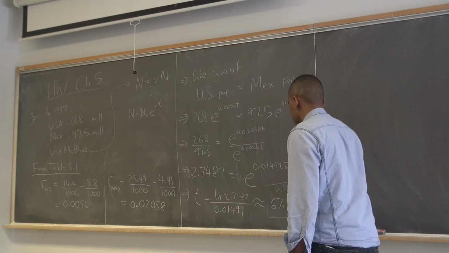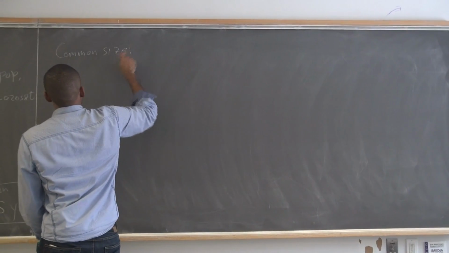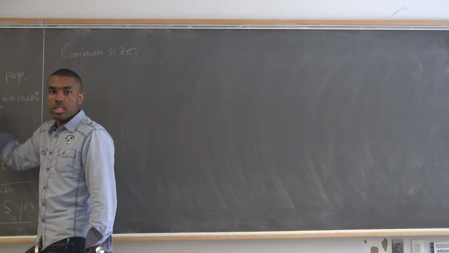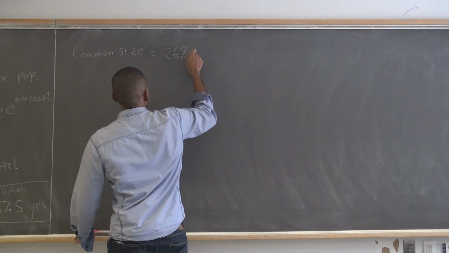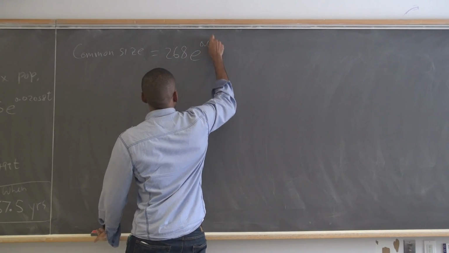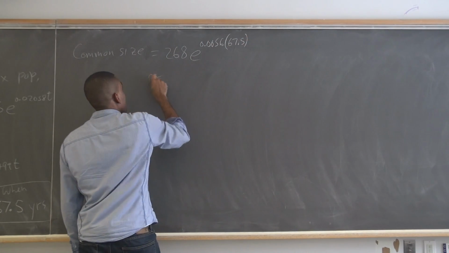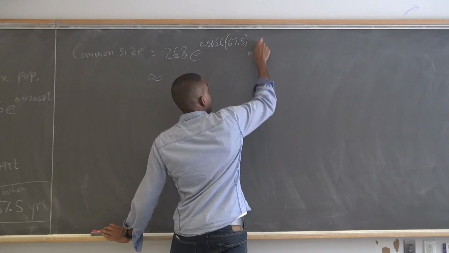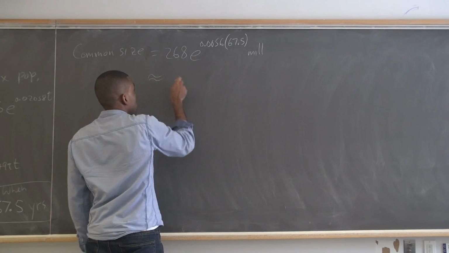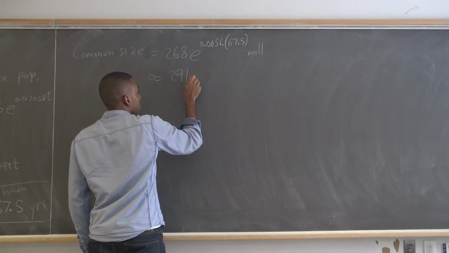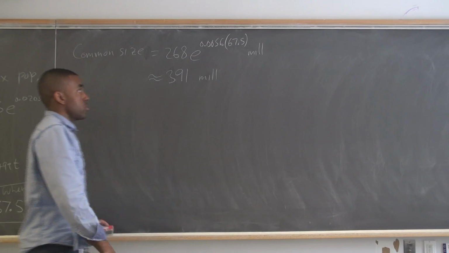That's when they'd be equal. The common size means you just have to plug this time into either one of these. So the common size is equal to, let's say, 268 e to the 0.0056, and for t I'm going to plug in 67.5. And this is in millions. And what is that? 291? 291 million, roughly 300 million.